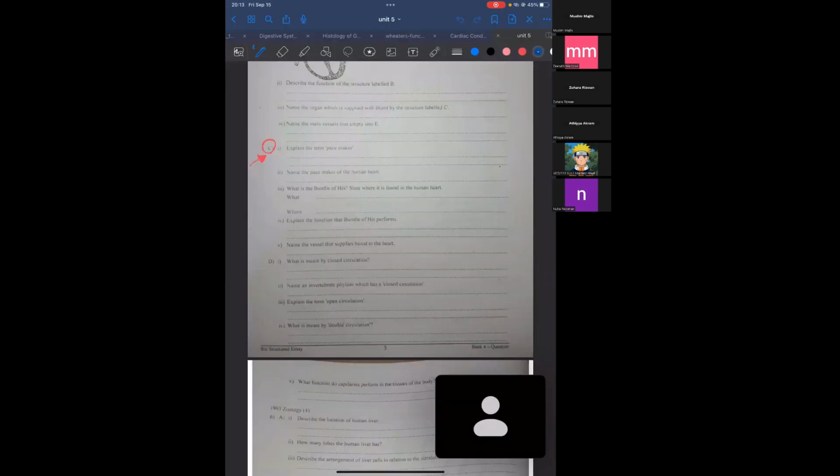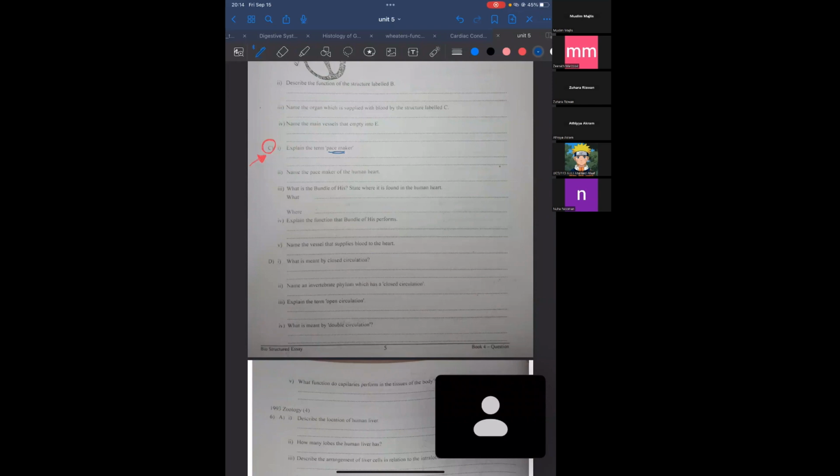So let's give these questions a try. These are very old questions, but it's okay. More practice, more perfect. Explain the term pacemaker. What is a pacemaker? For this kind of question, we didn't study exactly what a pacemaker is, but we studied what the SA node is, and the SA node is a pacemaker. So what you're going to write is: a group of specialized cells that can initiate its own impulses and set a rhythm. Pacemaker cells are present in the SA node of the heart.